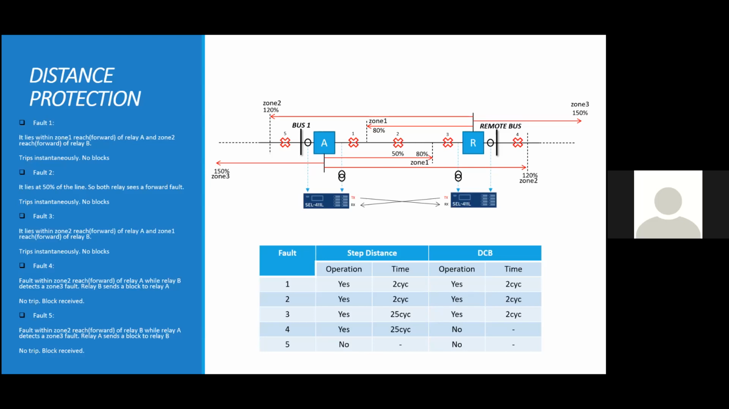In case of fault number 5, for our relay A, the fault lies in its zone 3, while the fault is in zone 2 of the remote relay R. So in this case, relay A issues a block to the remote terminal and stops the relay at the remote terminal R from operating.